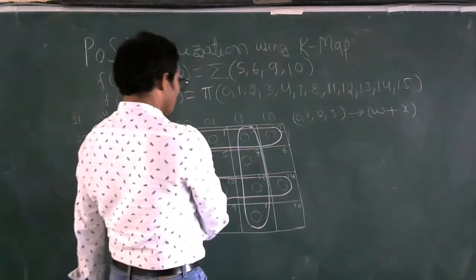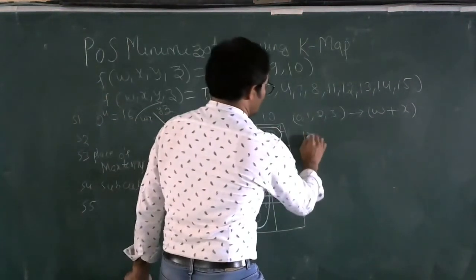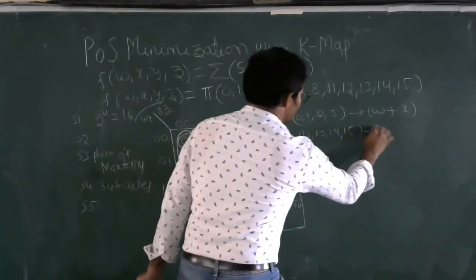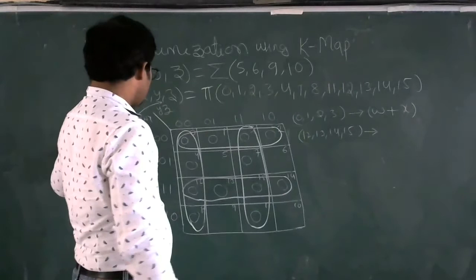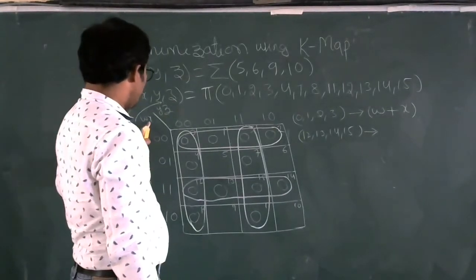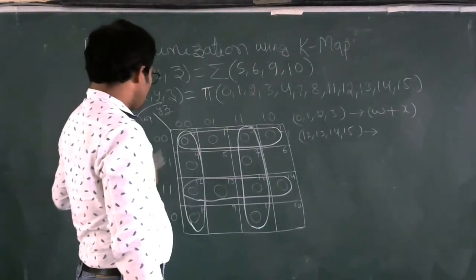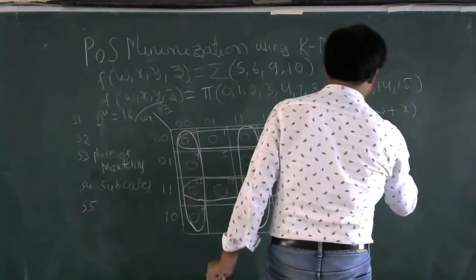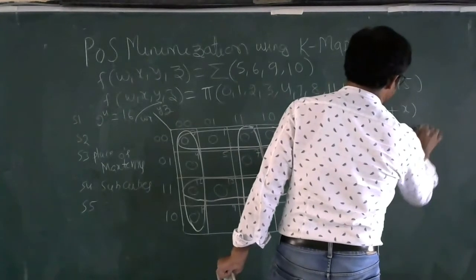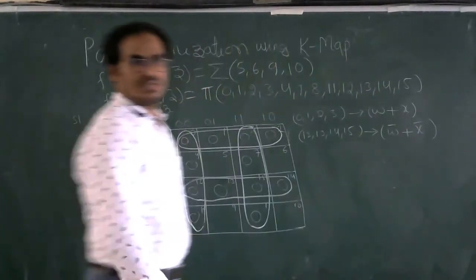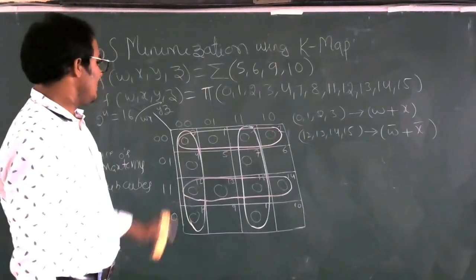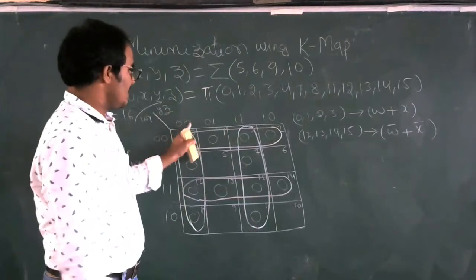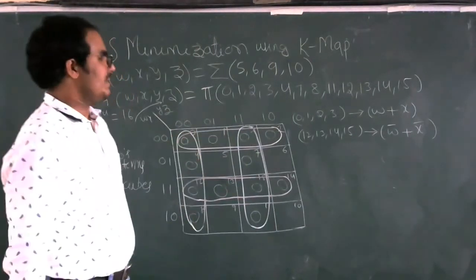And next we have 12, 13, 14, 15. From this, W is covered as 1, X is covered as 1. If a variable is covered as 1, you have to write it in its complement form. So this is W bar plus X bar. Anyway, Y is covered as 0 and 1, so it won't be there. Z is covered as 0 and 1, so Z won't be there.